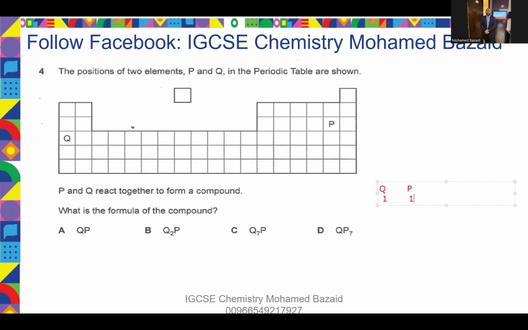As you know, if the element is in group 1, 2, 3, or 4, I write down the same number. If the element is in group 5, I write down 3. If the element is in group 6, I write 2. If the element is in group 7, like element P, I write 1. Then cross, so the formula will be Q1P1. But I don't care about 1 because it is the same number, so cancel. It will be QP, and the answer is letter A. This is question number 4.